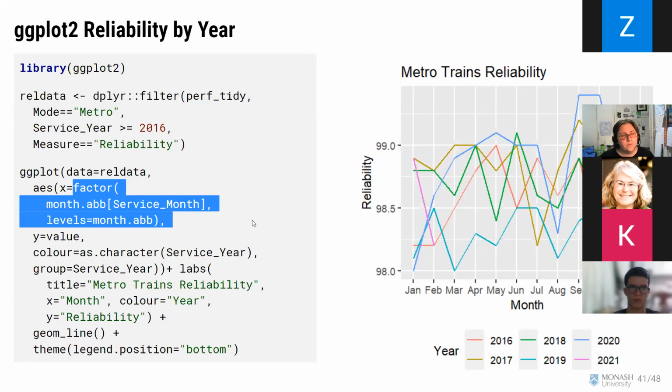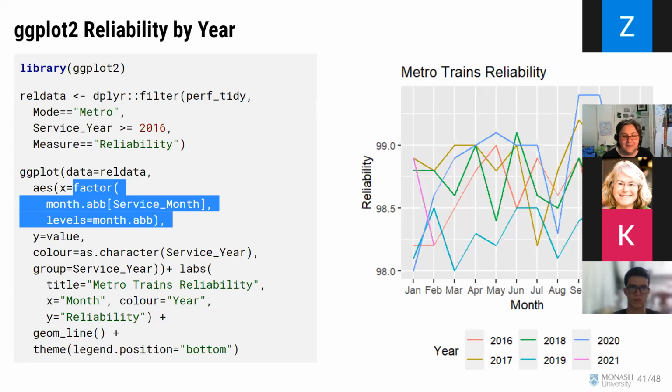Yeah, sure. I think what you should do is take this code and run it. Run it just as service month, see what happens. Run it with month.abb and service month, see what happens. And then put the rest on, and then you'll see, oh, okay, that's why she's done that.